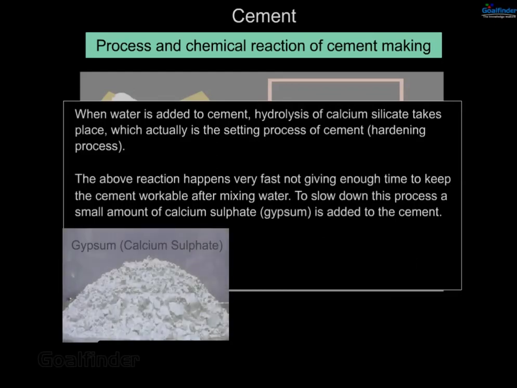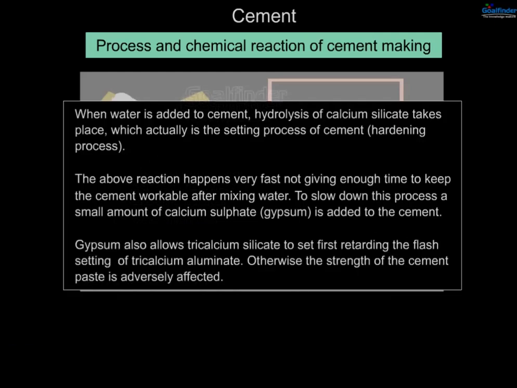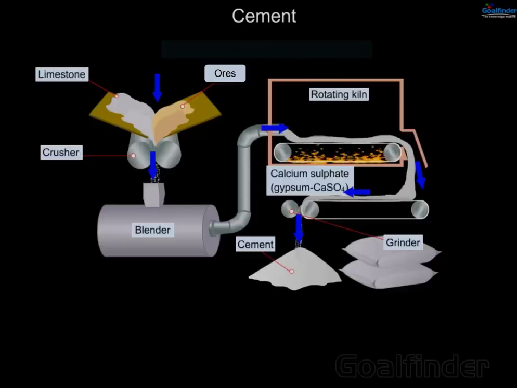The above reaction happens very fast, not giving enough time to keep the cement workable after mixing water. To slow down this process, a small amount of calcium sulfate or gypsum is added to the cement. Gypsum also allows tricalcium silicate to set first, retarding the flash setting of tricalcium aluminate. Otherwise, the strength of the cement paste is adversely affected.